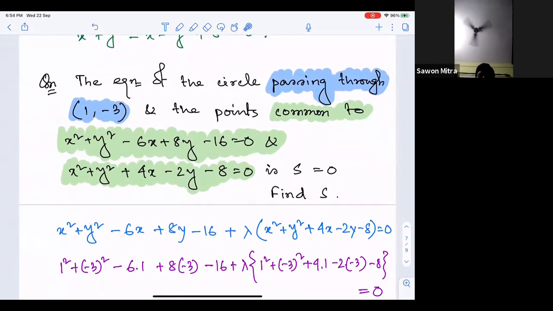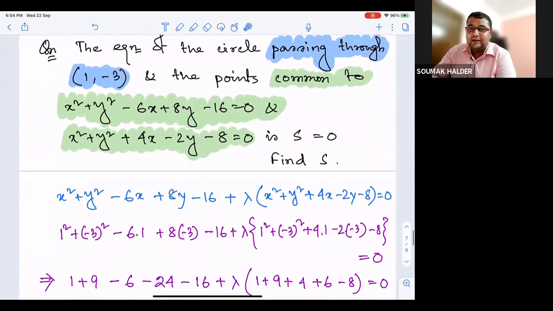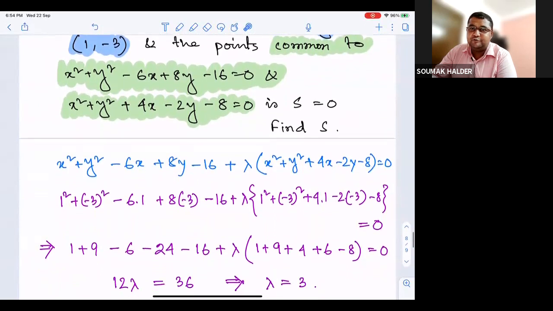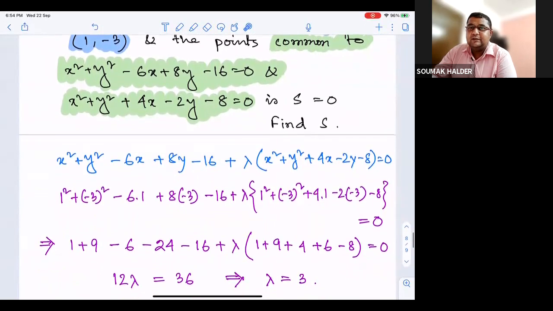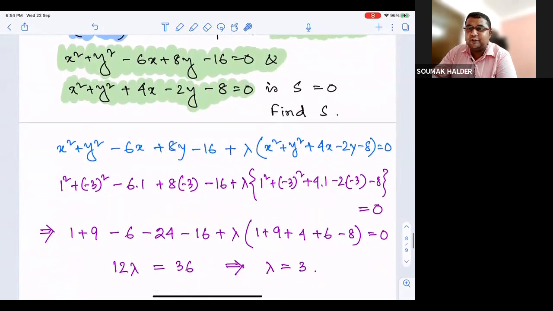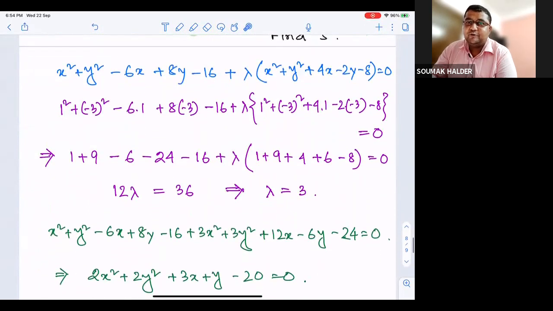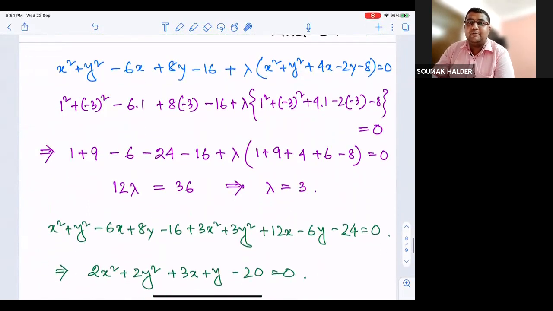Yes, sir. Now if you substitute 1 for x and minus 3 for y, that gives us this relation: 12 lambda is equal to 36, or lambda is equal to 3. If we substitute lambda is equal to 3, we get this circle described as 2x square plus 2y square plus 3x plus y minus 20 is equal to 0. This will be our required circle.